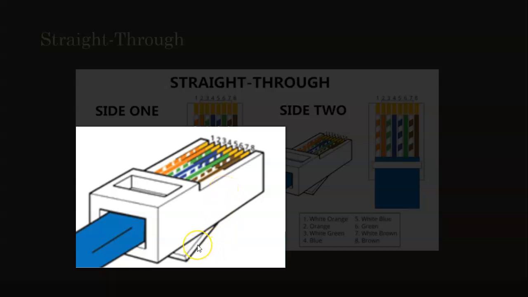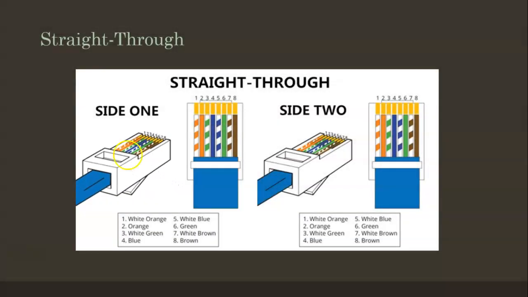Notice that the tab is at the bottom. This will put the slot designated as number 1 on the RJ45 adapter all the way over to your left. For a straight through, both ends of the cable are configured the same.